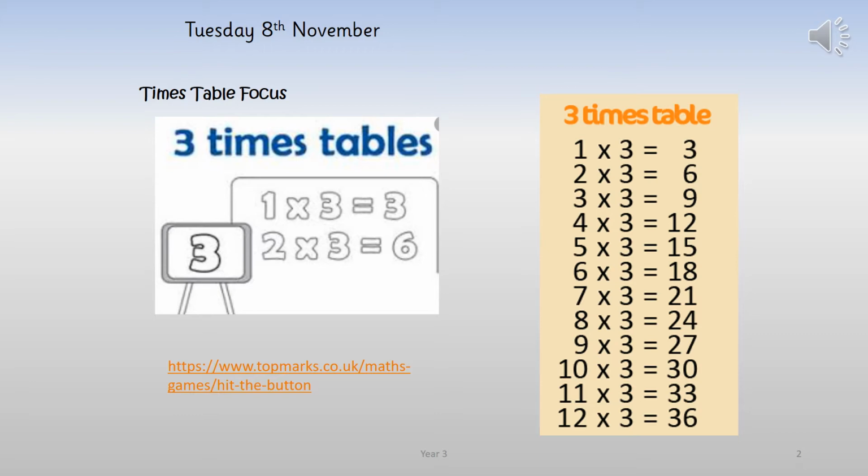So our 3 times table, joining in with me if you would like to. 1 times 3 is 3. 2 times 3 is 6. 3 times 3 is 9. 4 times 3 is 12. 5 times 3 is 15. 6 times 3 is 18. 7 times 3 is 21. 8 times 3 is 24. 9 times 3 is 27. 10 times 3 is 30. 11 times 3 is 33. And 12 times 3 is 36.